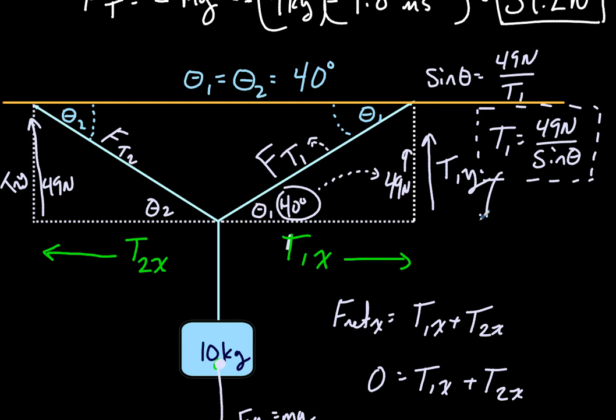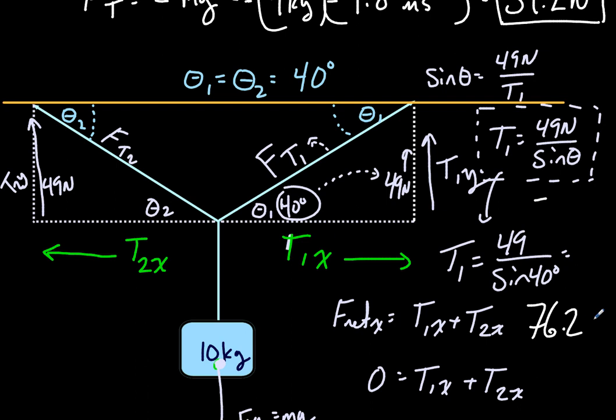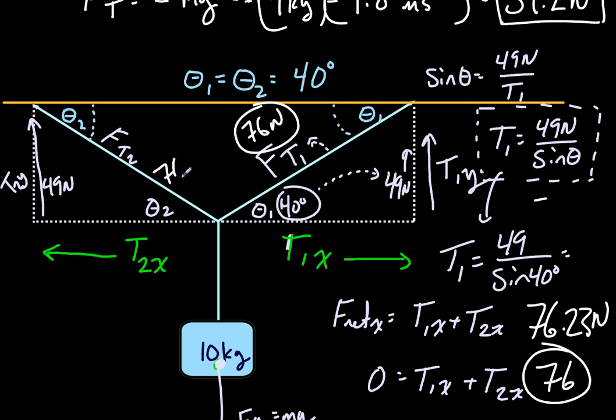And solving for that, T1 equals, so I get 76.23 for that. And we'll just round that to 76. Okay? So we figured out this is 76 newtons. Therefore, this has to be 76 newtons. And we're done. We solved the problem of the hanging plant.